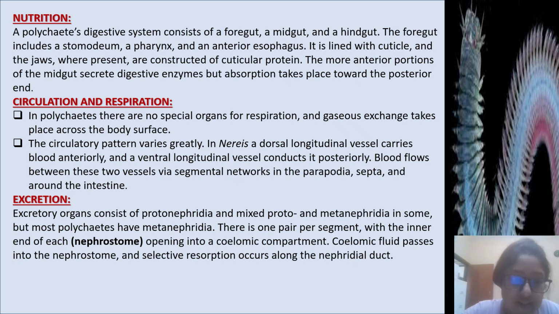Excretion. Excretory organs consist of protonephridia, or a mix of proto- and metanephridia in some, but most polychaetes have metanephridia. There is one pair per segment, with the inner end of each, that is the nephrostome, opening into a coelomic compartment. Coelomic fluid passes into the nephrostome and selective resorption occurs along the nephridial duct.